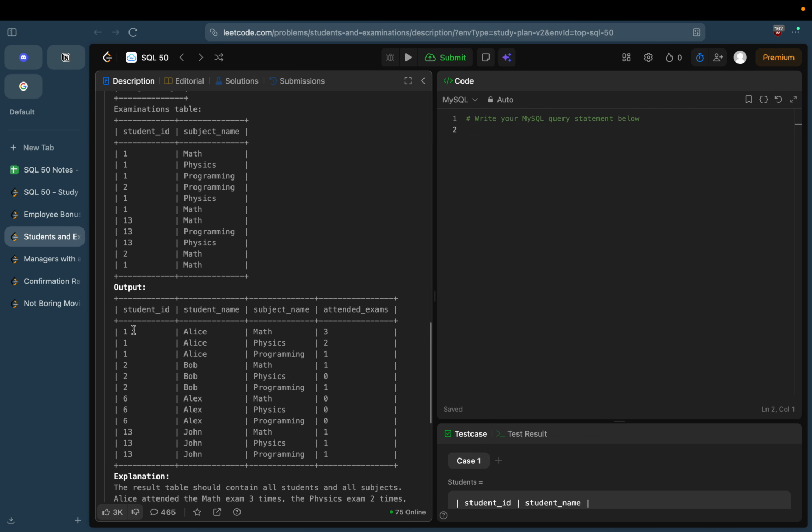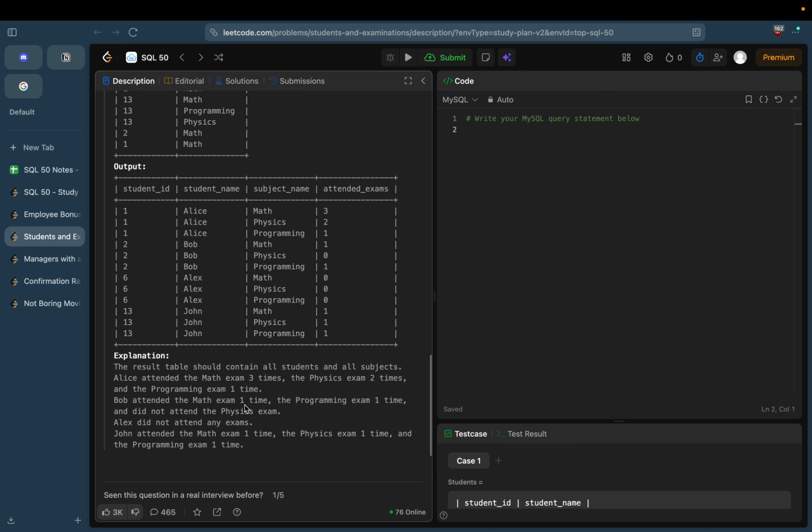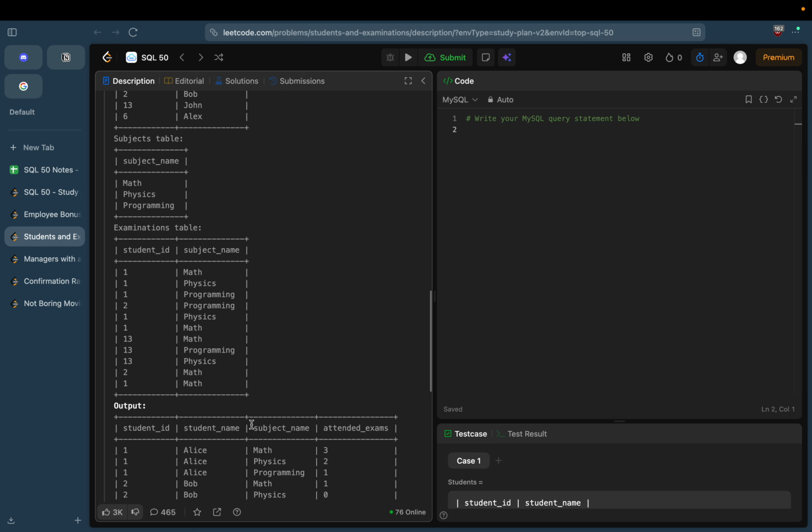Alice had a student ID of 1, and 1 attended math over here, and over here. Yep, makes sense. That's why 3 got populated. Bob attended the math exam 1 time, the programming exam 1 time, and did not attend the physics exam. Let's see what Bob is doing.